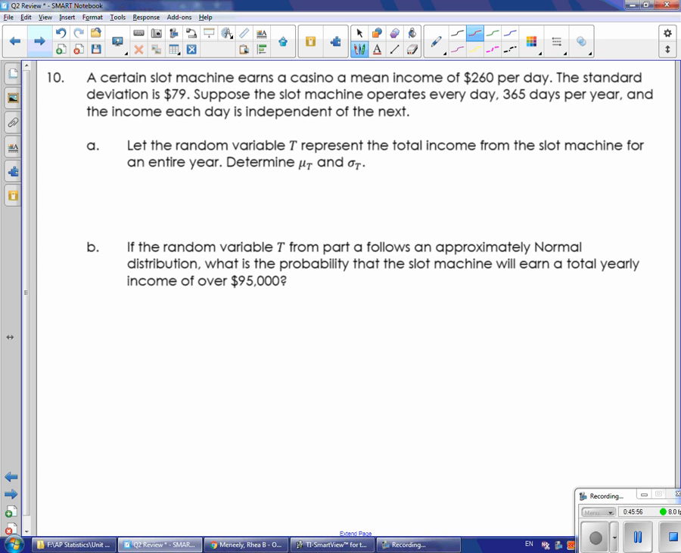Again, I am not going to use 365 times my random variable. I have to think of it as, so t is not equal to 365 times x. It would be equal to x plus x plus x plus x. So if x is the daily income, t is going to be x on the first day plus x on the second day plus x on the third day, all the way up to x on the 365th day. So this is one where you have to be careful. It's not going to be 365 times x.